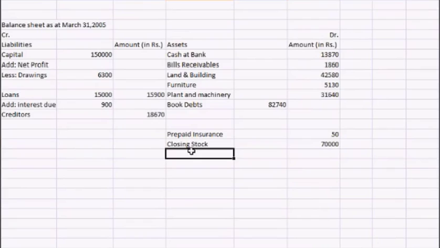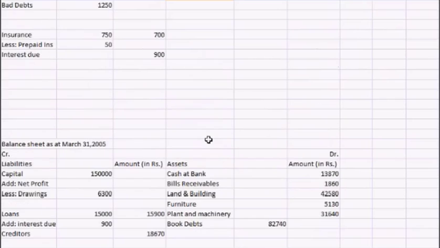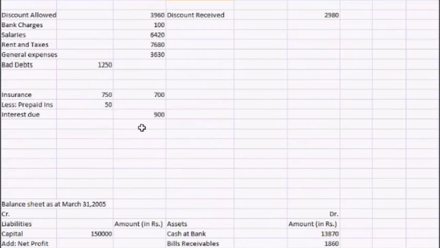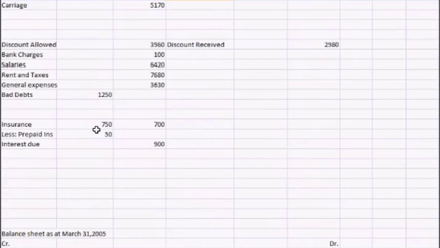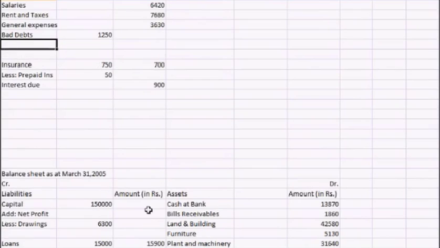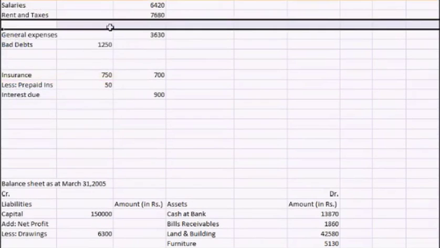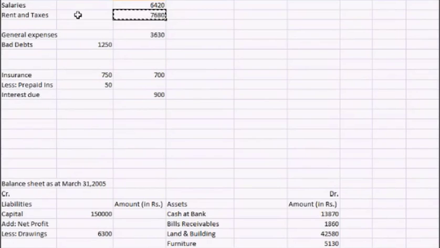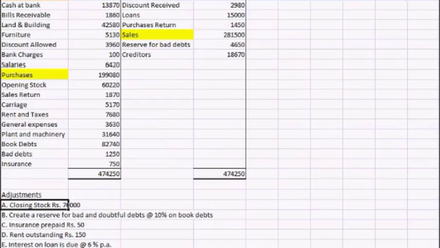Yes. Okay, so what we have to do is, we are left with only bad debts and its adjustment. First, I guess, rent and taxes. I just missed out that rent and taxes also have an adjustment, so please just put the amount here, and we have an adjustment for it also.